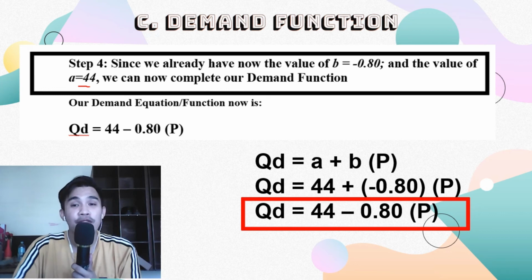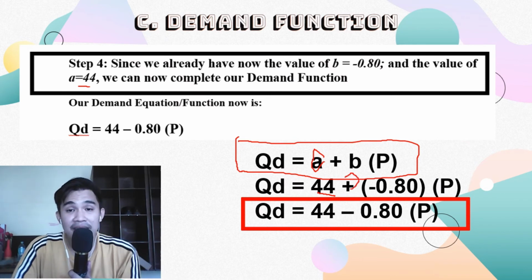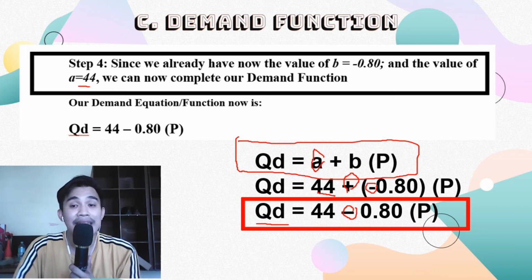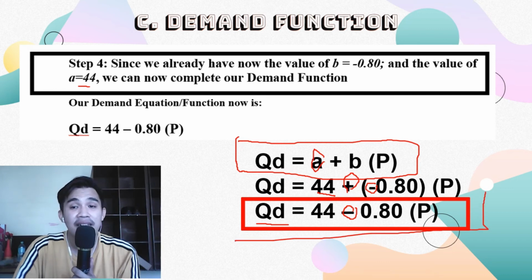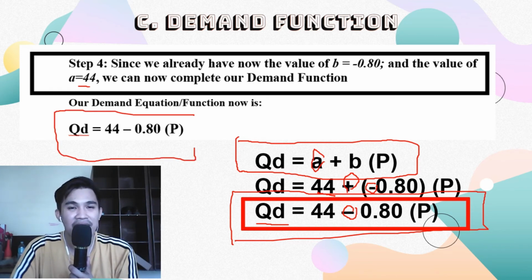So how do we do this? Of course, we have to set first our demand equation. We have QD is equal to A plus B times P. So the value of our A now is 44 plus the value of our B, negative 0.8, times P. Positive times negative, so the answer will be negative. So that's why we come up with QD is equal to 44 minus 0.80 times P. So that will be our final demand function. This is what we will use later on, so let's not forget it.